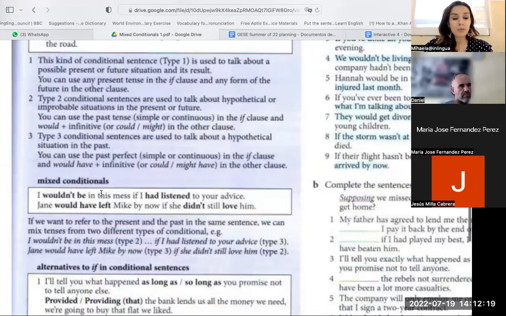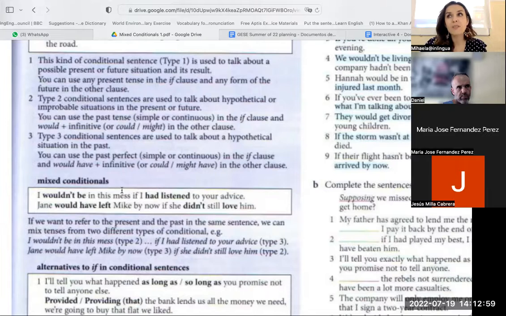And I call this a third plus second. Why? Because after if, I have the half of the third conditional, that's the third conditional condition, and then I have the second conditional consequence. Now what I have here is a past condition, if I had listened to your advice in the past, with a present consequence. I wouldn't be in this mess now. It makes perfect sense. And you have it in Spanish as well.